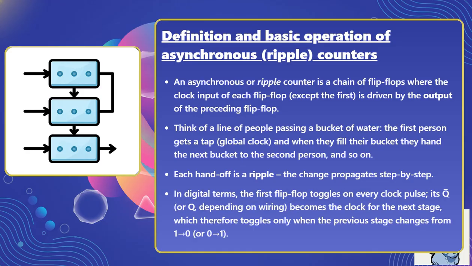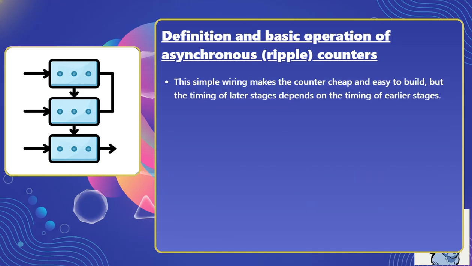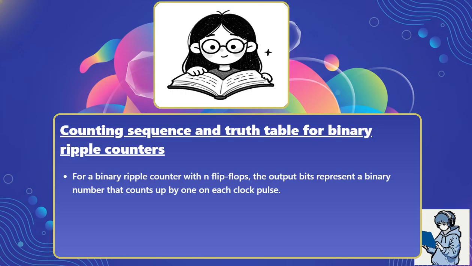In digital terms, the first flip-flop toggles on every clock pulse. Its Q bar, or Q depending on wiring, becomes the clock for the next stage, which therefore toggles only when the previous stage changes from 1 to 0, or 0 to 1. This simple wiring makes the counter cheap and easy to build, but the timing of later stages depends on the timing of earlier stages. For a binary ripple counter with n flip-flops, the output bits represent a binary number that counts up by 1 on each clock pulse.